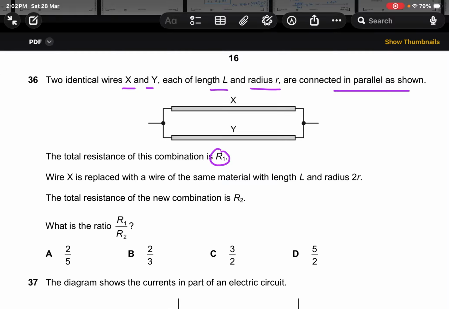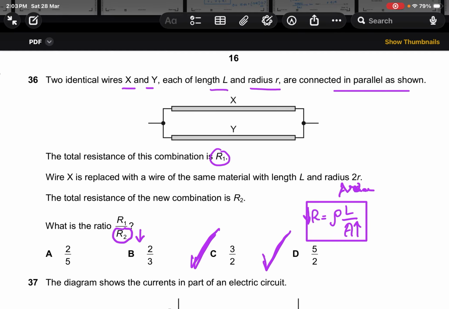It's going to decrease, because you're increasing the area, and you know that resistance equals rho L upon A. Yeah, that's the formula for resistance. So increasing the area decreases the resistance. So if the resistance is decreasing, that means the denominator is decreasing. If the denominator is less, it should be less. So either it will be C or D, where the denominator is less. You can cross out A and B. Now we have to figure out whether it is C or D.